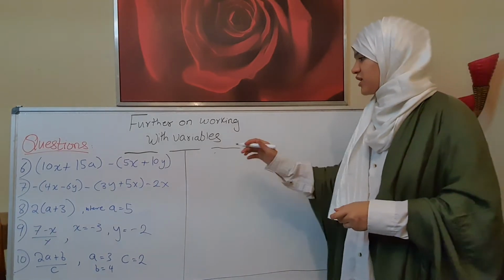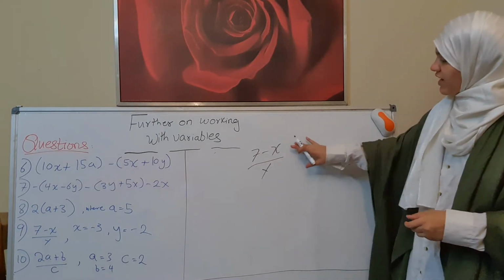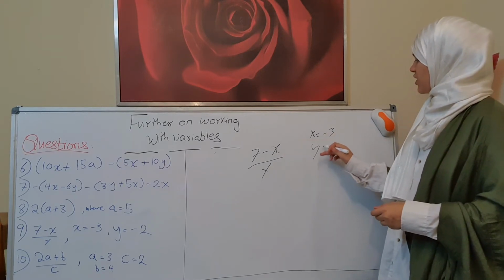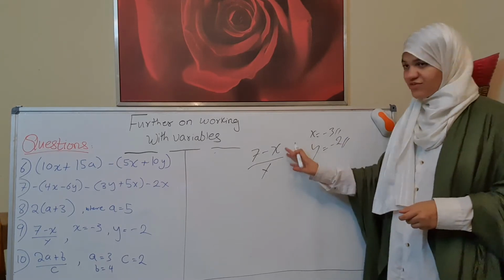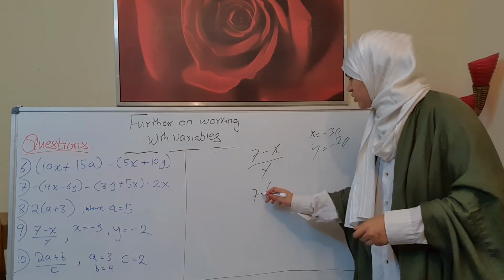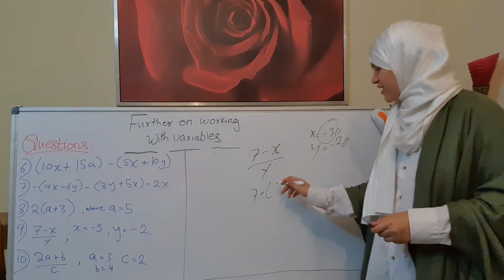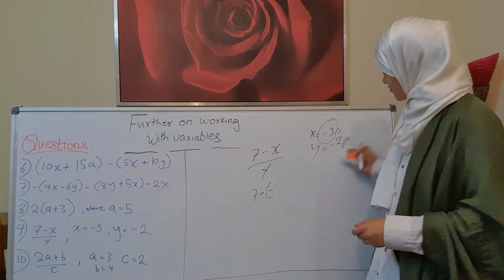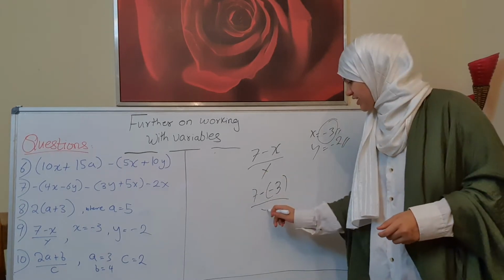Now, like for example here, question number 9: 7 minus x over y, where x is equal to negative 3 and y is equal to negative 2. Okay, in place of the variables, we will put the numbers. Like for example, 7 minus, what we have here, negative 3 in place of x. So that means in place of x, we will put negative 3, and in place of y, we will put negative 2.